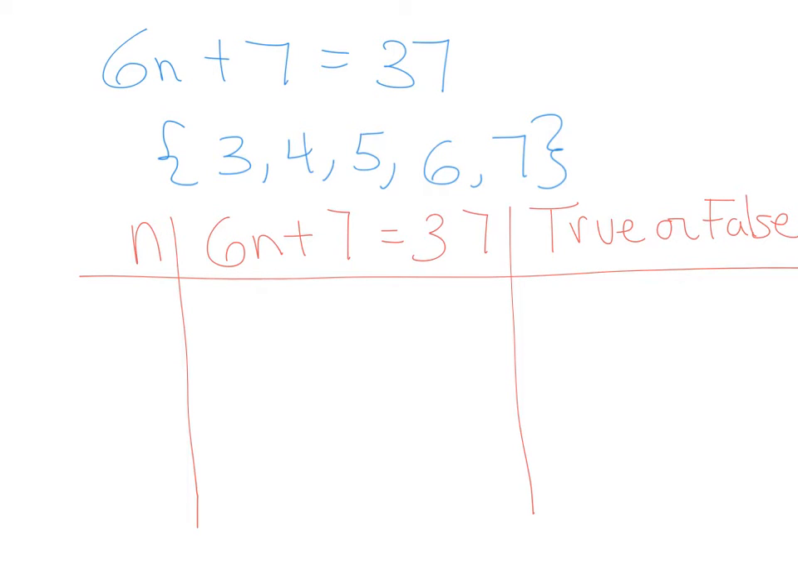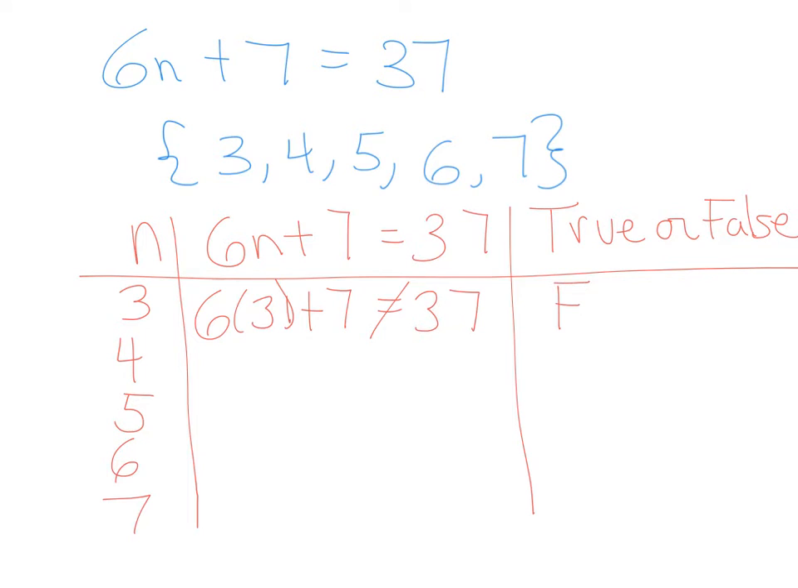So here we go. We're going to put our values from our replacement set, 3, 4, 5, 6, and 7, down the left-hand side. In the middle, we'll replace n with that value. So we have 6 times 3 plus 7 is equal to 37. Is that true? 6 times 3 would be 18. 18 plus 7 is 25. 25 is not equal to 37. Therefore, it's false.